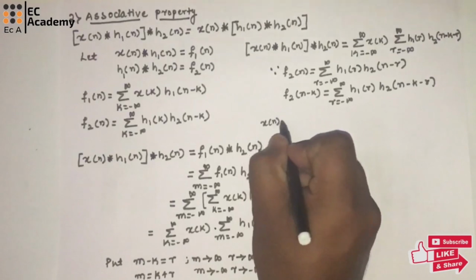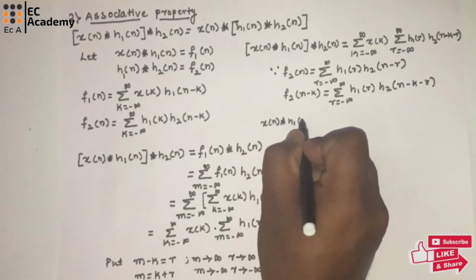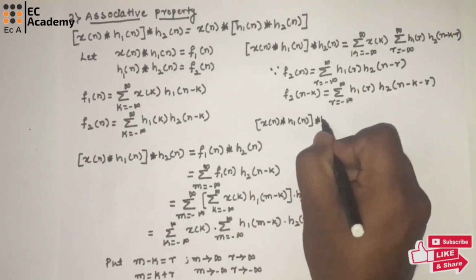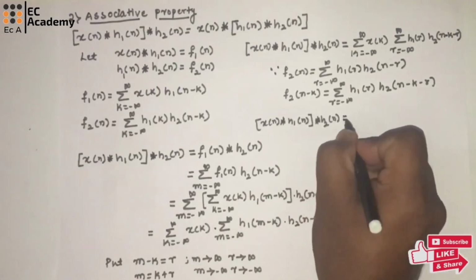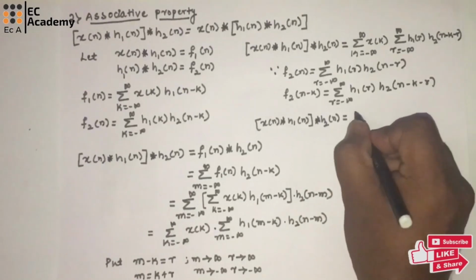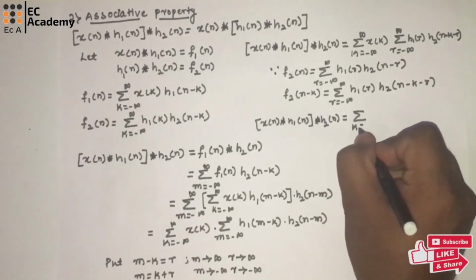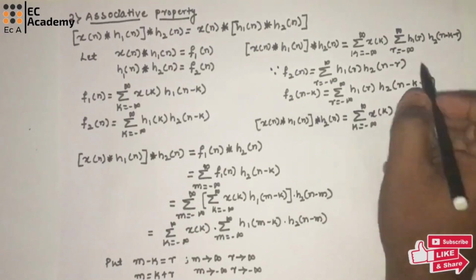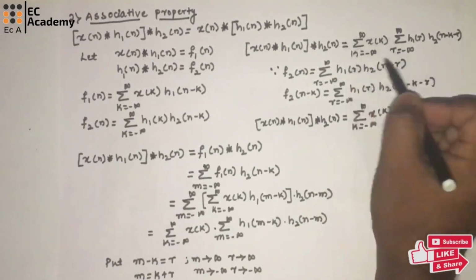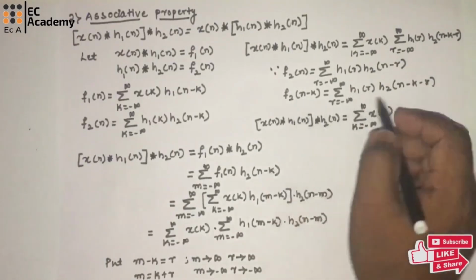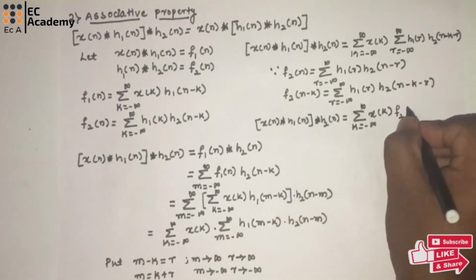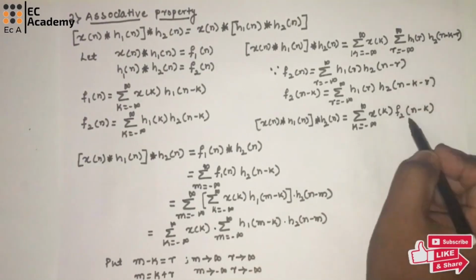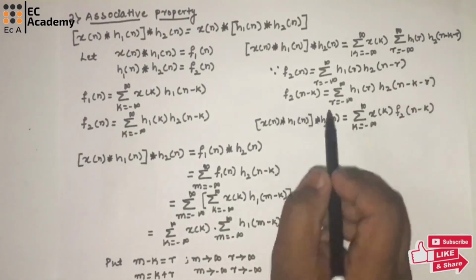x of n star h1 of n star h2 of n is equal to summation of k is equal to minus infinity to infinity x of k. So we can retain that term as it is. For the next term, we can write it as f2 of n minus k. So we are replacing this term with f2 of n minus k.